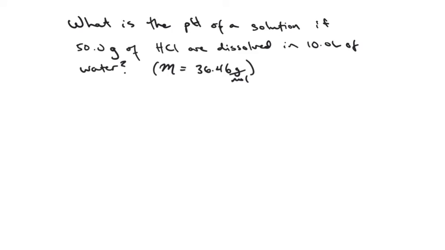Okay, so I want you to try this one. What is the pH of a solution if 50.0 grams of HCl are dissolved in 10.0 liters of water? Now be careful this time. You've got an acid. So when you go into the pH square, you are going in at the corner with the hydronium ion because this is an acid. So give this one a try, and we'll solve it for you here in just a moment. Let's see how you do.